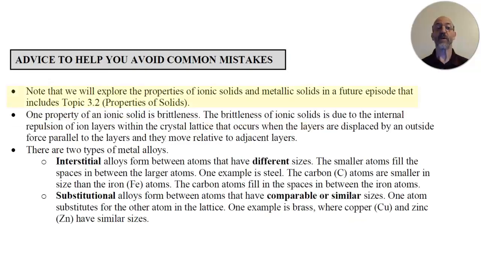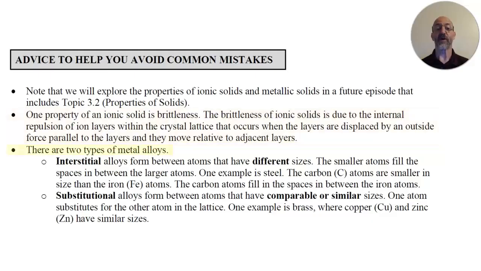Now, note that we will explore properties of ionic solids and metallic solids in a future episode that includes topic 3.2, properties of solids. One property of an ionic solid mentioned in this lesson is brittleness. The brittleness of ionic solids is due to the internal repulsion of ion layers within the crystal lattice that occurs when the layers are displaced by an outside force parallel to the layers and they move relative to adjacent layers.